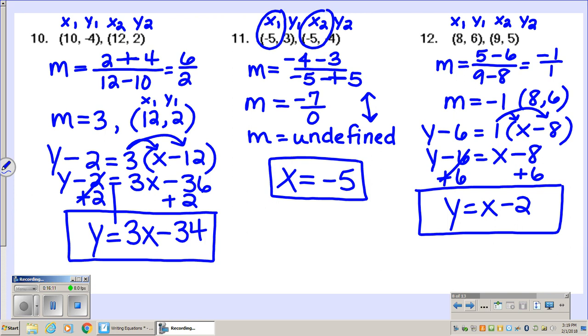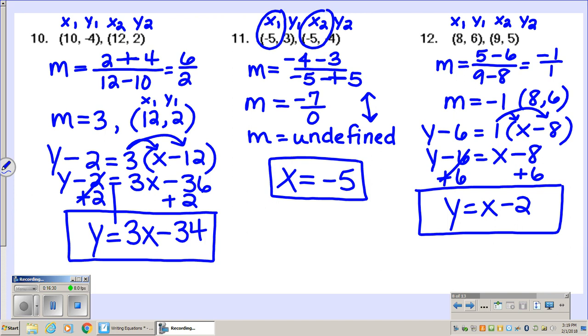And when we have a slope that's undefined, we have a vertical line, and vertical lines will always intersect the x-axis. So I looked back at my 2 ordered pairs and I noticed that my x-coordinates were both -5. So the equation can only be written as x equals -5.